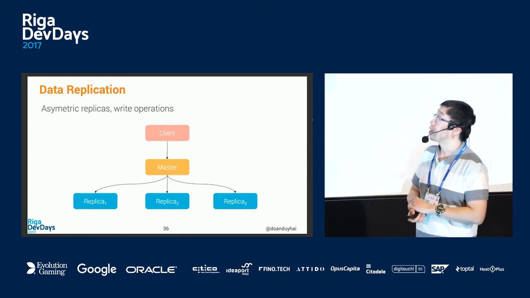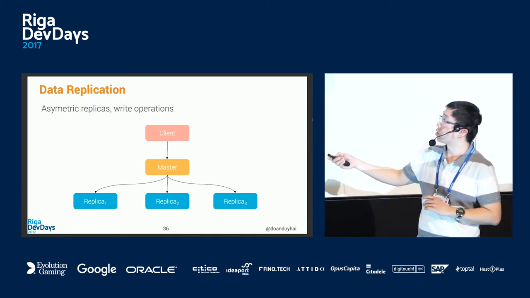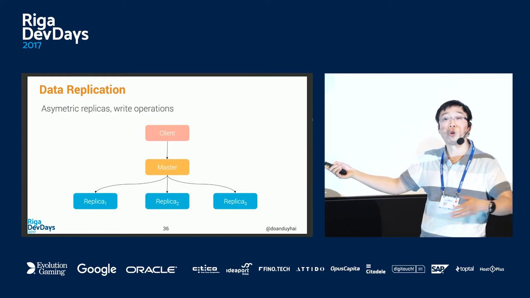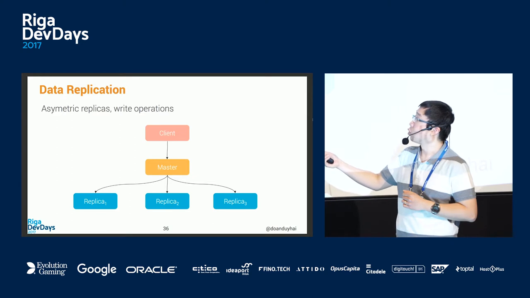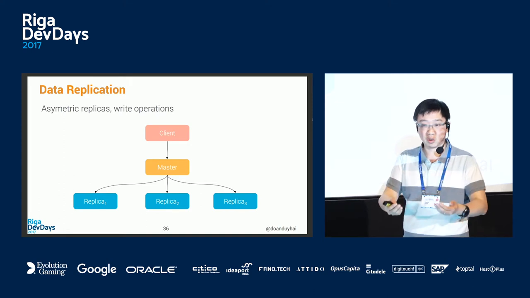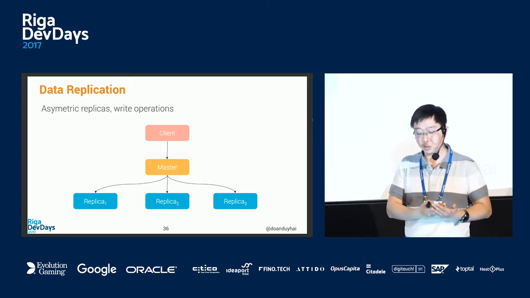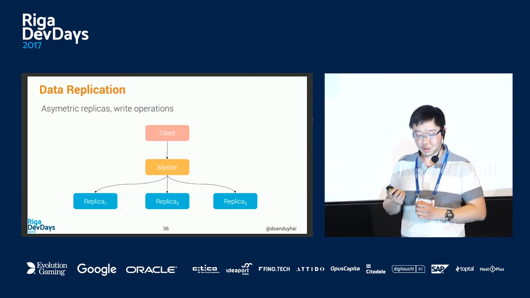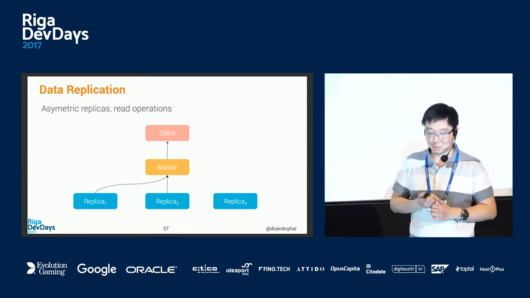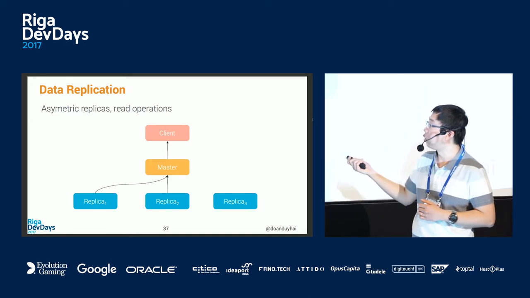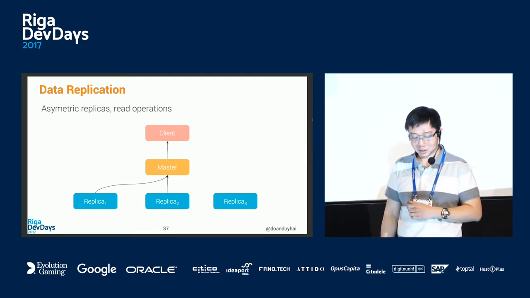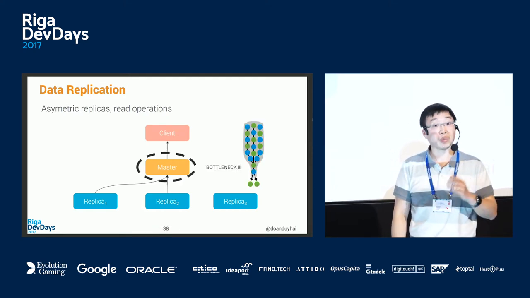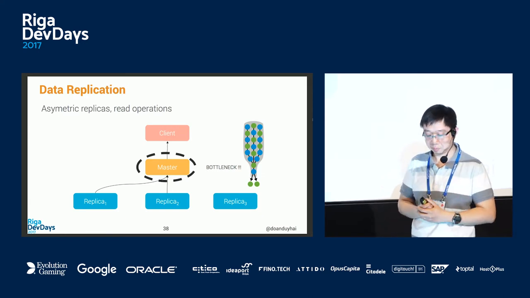With the asymmetric replica system, the write always goes to the master first, or the primary replica, or call it whatever you want. That's the same idea. To the primary replica, and then after that, the primary replica will validate your write, and will dispatch to all other replicas. And for the read operation, it's the same thing. The master can contact one, two, or all three replicas before replying to the client. So it means that in this case, your master here is a bottleneck for this round, right?